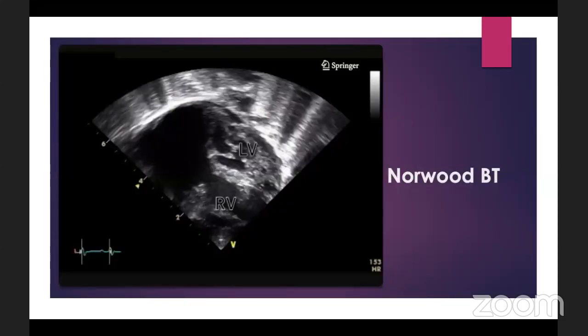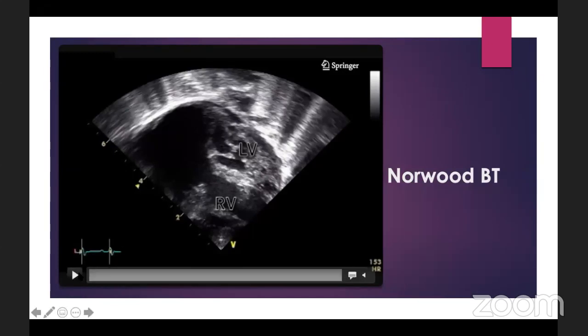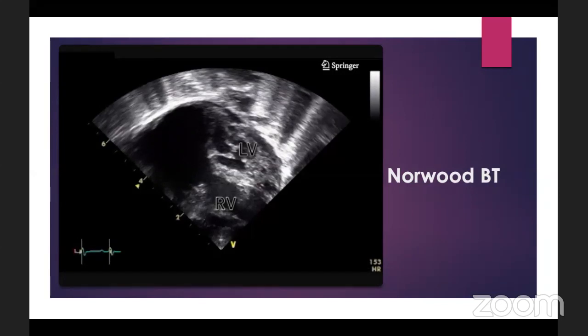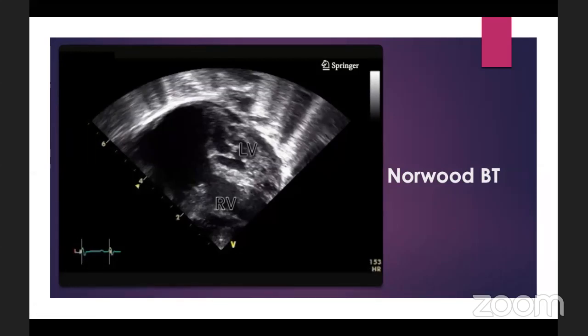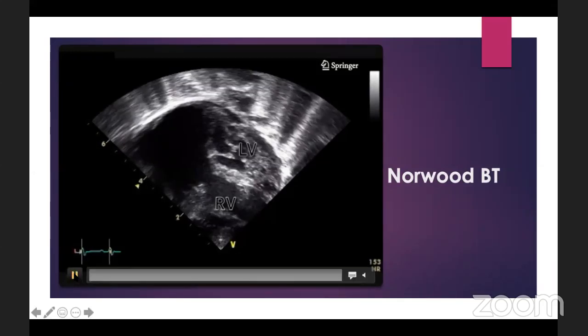Okay, so the first video will be a Norwood BT shunt. I just want you to pay attention to the size discrepancy between the aorta, ascending aorta, and aortic root, which quite often in these cases is less than 2 millimeters, and the pulmonary root. I will walk you through the video step by step. Again, no one is going to ask you to describe this video in detail on the exam, at least the residency exam. I think it's more for educational purposes rather than exam purposes.